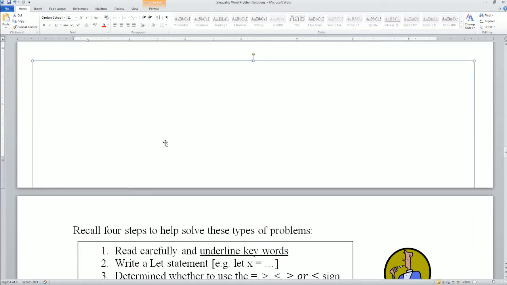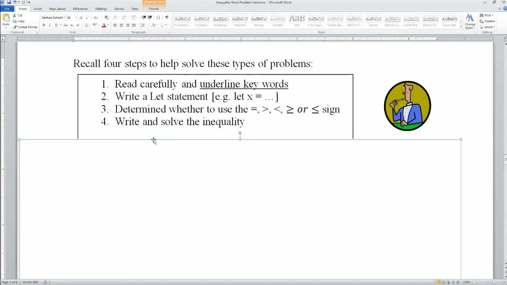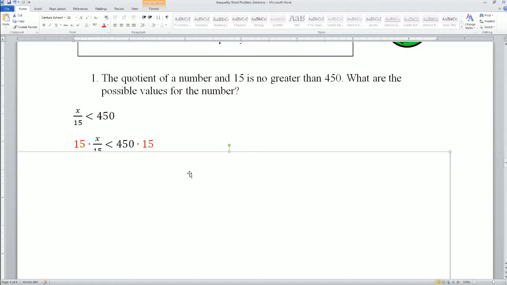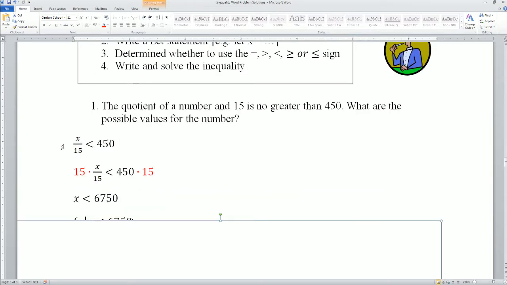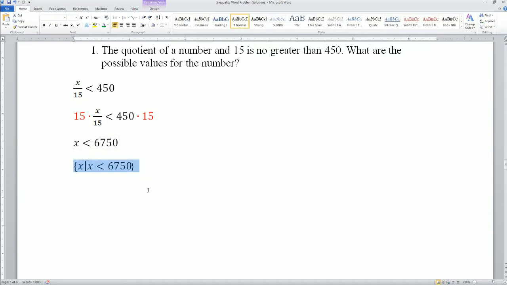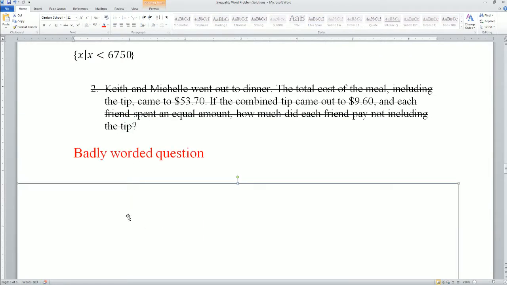Okay. All right, let's go to the next one here. Again, the steps are just telling you how to do the problem. Okay. The quotient of a number and 15 is no greater than 450. What are the possible values for that number? Okay. Quotient means it's a division problem, so x divided by 15 is less than or equal to 450. Multiply 15 to both sides, I get x is less than or equal to 6,750. All right, those are all your possible values. Again, it is in set builder notation. All right, it's a badly worded question, so just skip it.